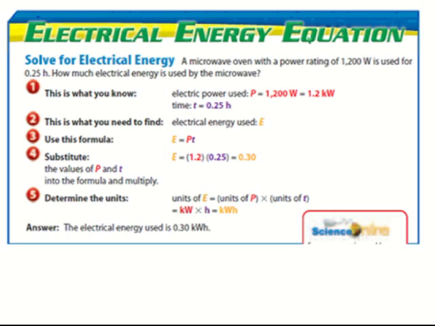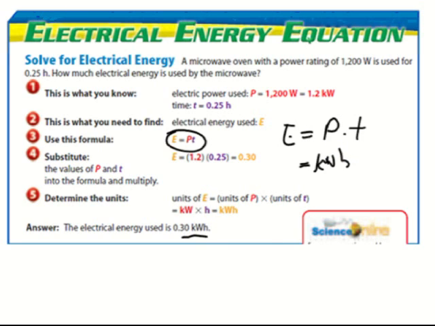This video is going to review electrical energy using the examples from the textbook. Electrical energy uses the equation E equals P times T. This is what the power company uses to figure out how much electricity you use and how much to charge you, because the end result is going to be a kilowatt hour. That's what we measure electrical energy in.